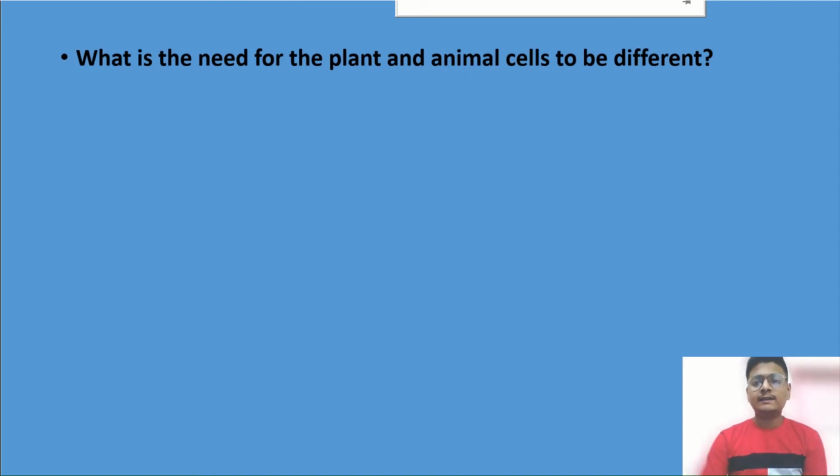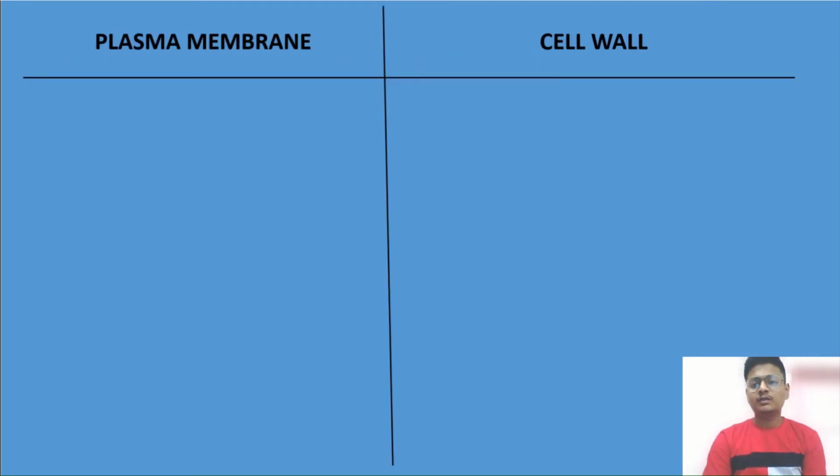So now let's differentiate between plasma membrane and cell wall. Okay students, plasma membrane is also known as cell membrane. See, the cell membrane gives shape to the cell. In addition to the cell membrane, there is an outer thick layer in the cells of plants called the cell wall. This additional layer surrounding the cell membrane is required by plants for protection.